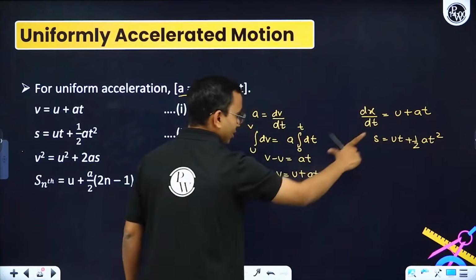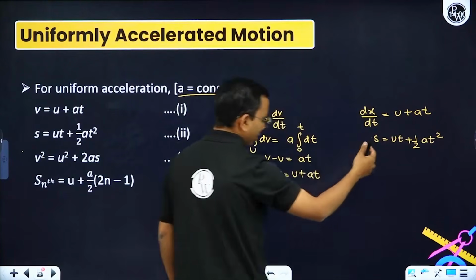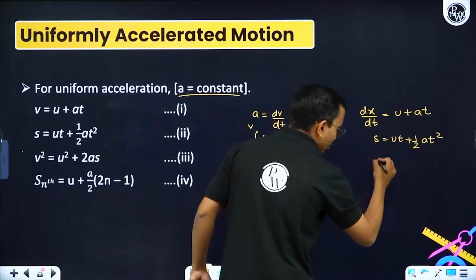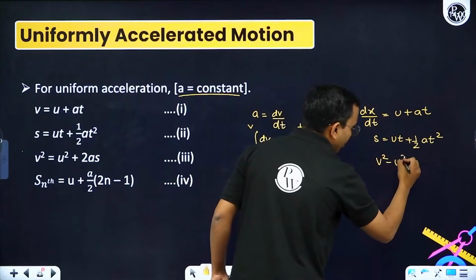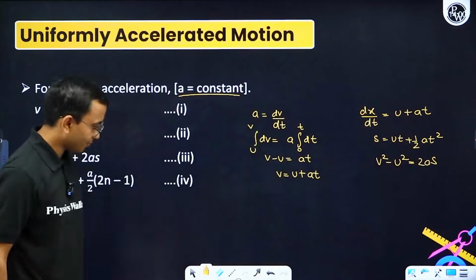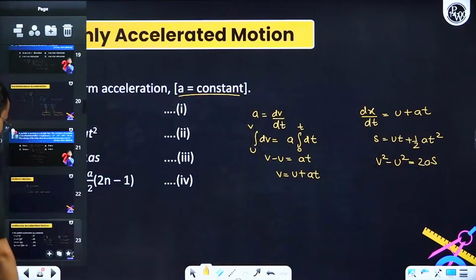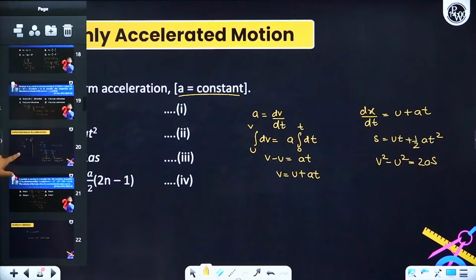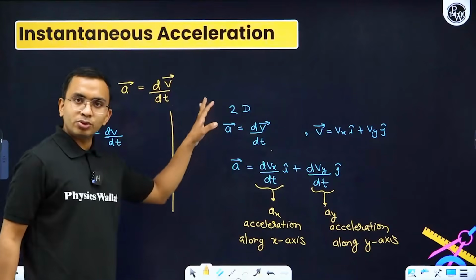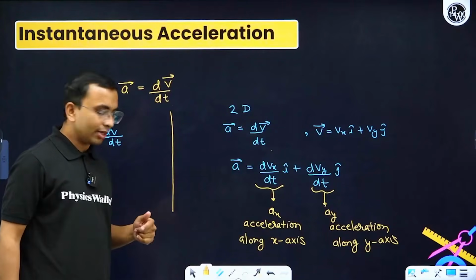And if you use these equations to substitute t from one of the equations into another, you'll get v square minus u square is equal to 2as. Just quick revision. Also, one more thing, when we were talking about instantaneous acceleration, we wrote a is equal to dv by dt. We can write this in terms of x also.